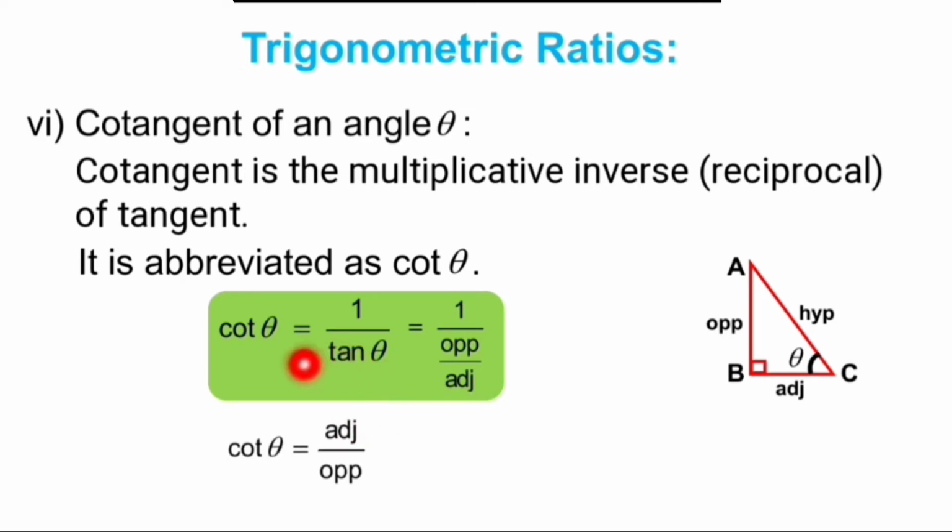It means cotangent of an angle is defined as the ratio of the adjacent side to the opposite side to that angle. From the figure, the adjacent side is BC and the opposite side is AB. Therefore, cot theta is equal to BC by AB.